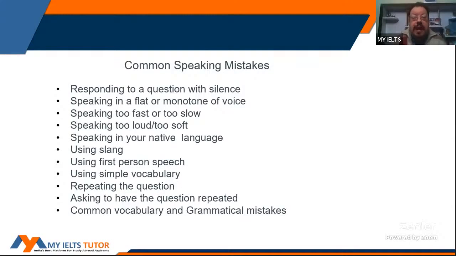Also, speaking too loud. Speaking too loud is basically considered rude. And then speaking too soft, where you're kind of whispering like this. I'm sure you probably didn't hear me, but speaking too soft like that can affect your pronunciation. The scorer may not be able to hear the full pronunciation of a word. So try to find a good level of volume for your voice.